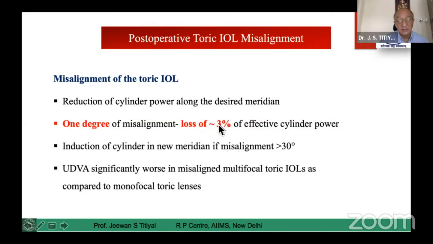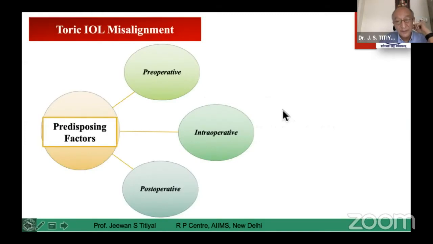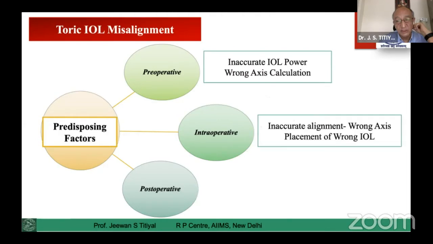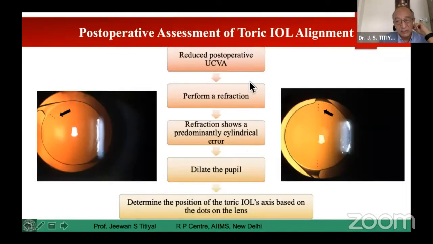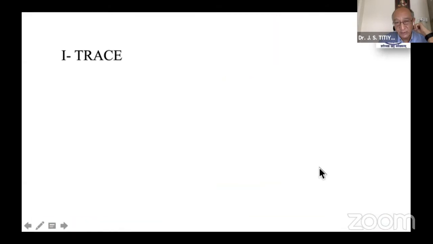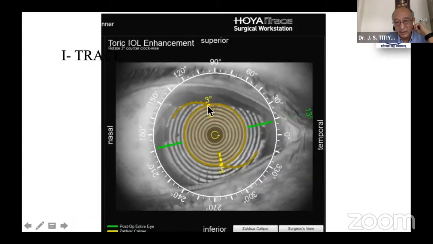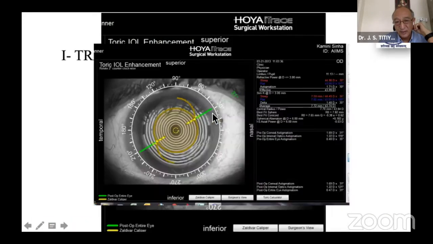Then misalignment, we know that you can lose the toric power. There can be various ways by which misalignment can occur. Classically, it is basically the surgery or a miscalculation of your axis. Accordingly, you can plan to rotate your lens if required. You're required to dilate the pupil post-op, see the marks, and check your axis in these cases. And I do an iTrace examination, which will tell you the alignment of these lenses.